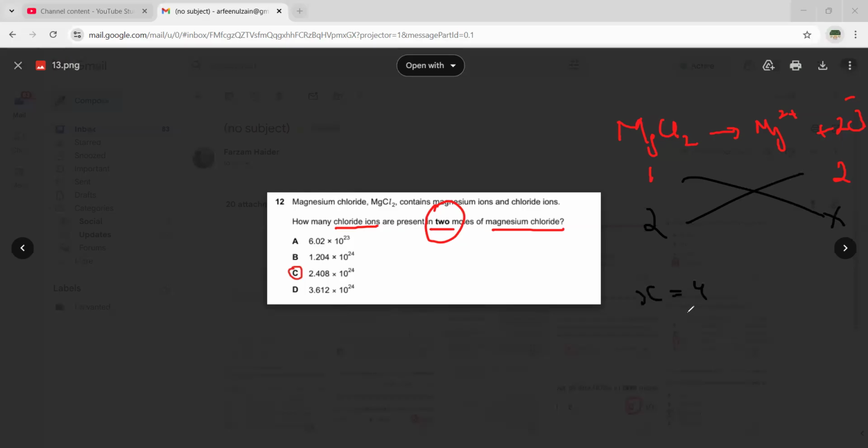How many moles of chloride ions are there? 4 moles. If I want to convert the moles into the number of particles, the number of ions, atoms, or molecules, it is the moles multiplied by Avogadro's number. So I have 4 moles and I will multiply by Avogadro's constant, 6.02 × 10^23. So I'll get 2.408 × 10^24. Is it clear, this one?